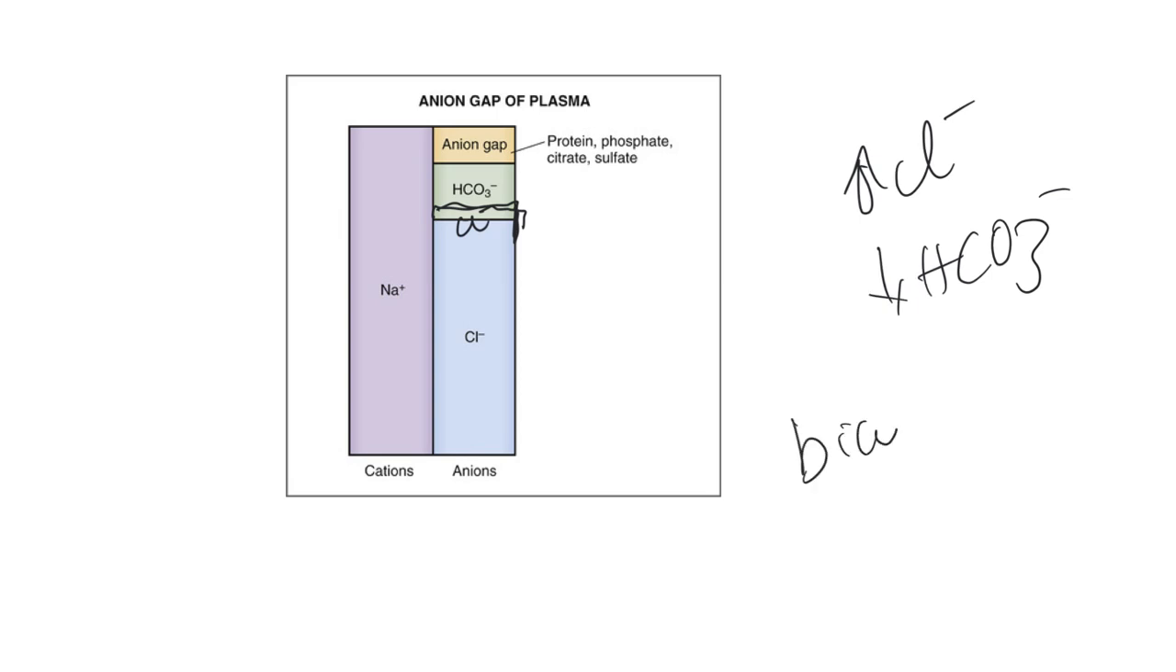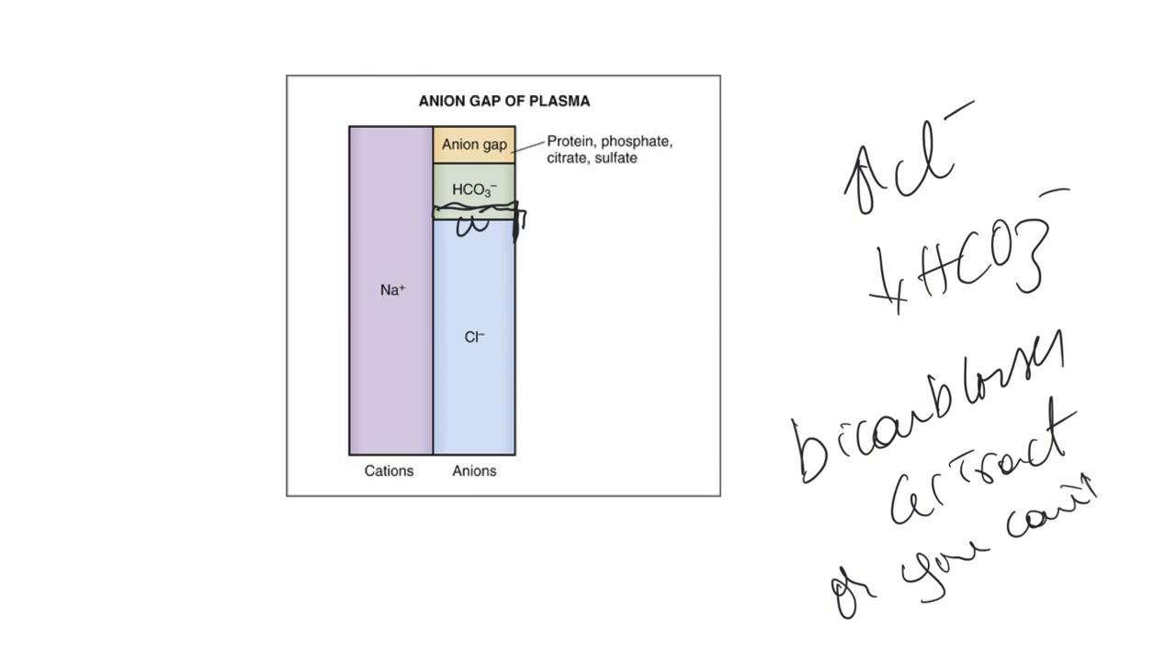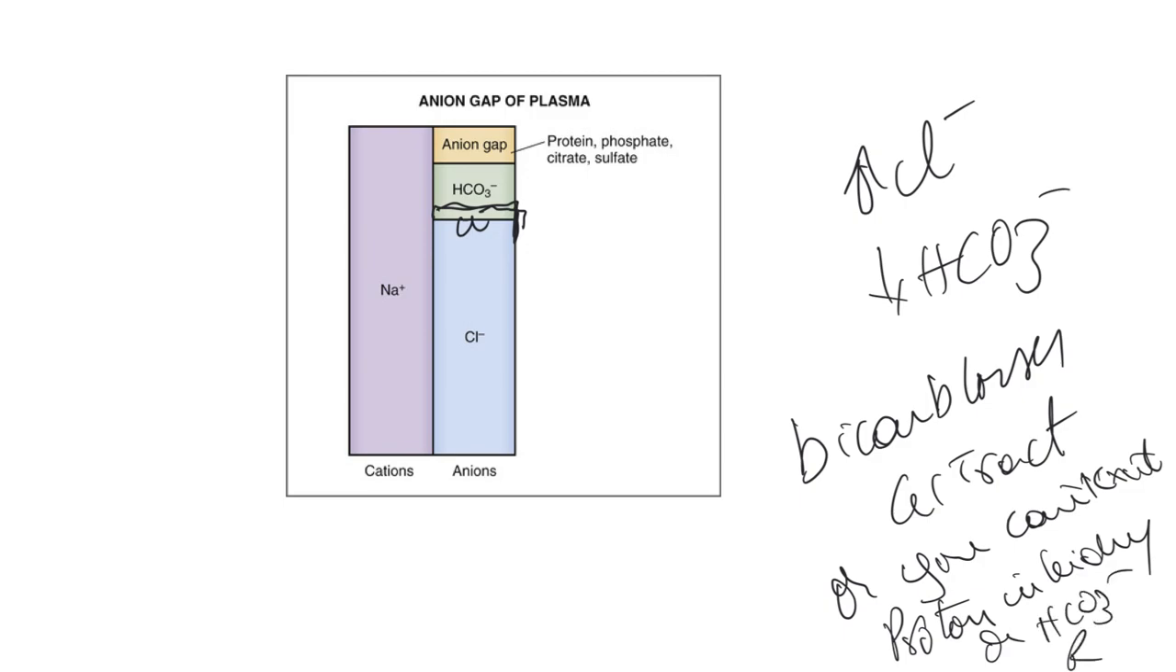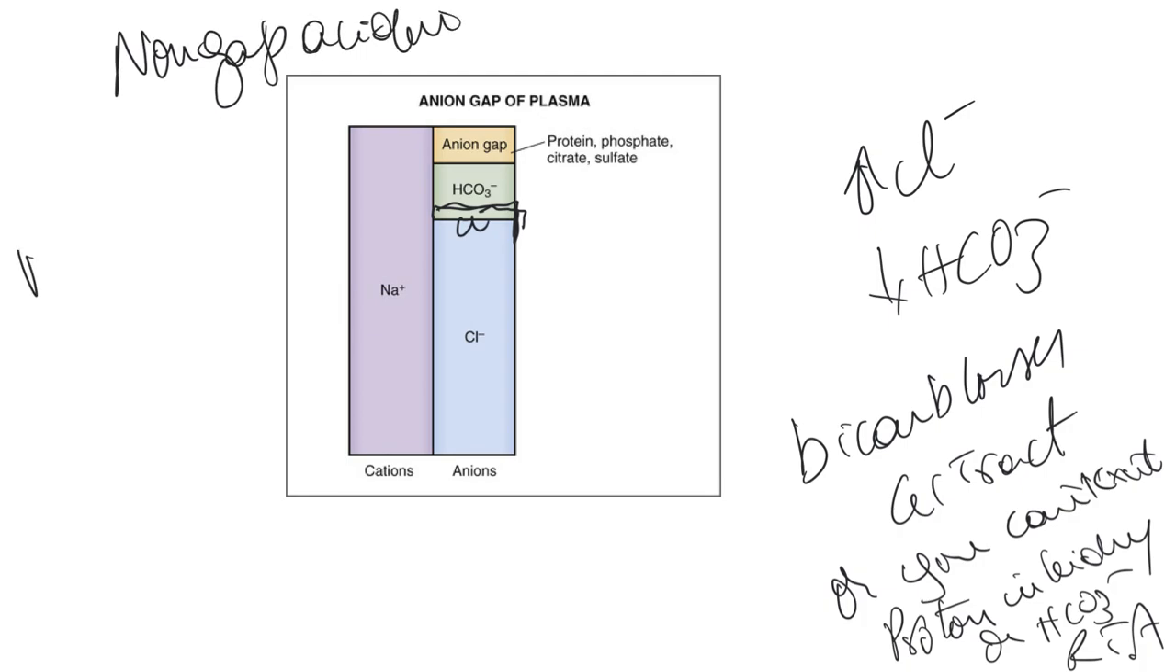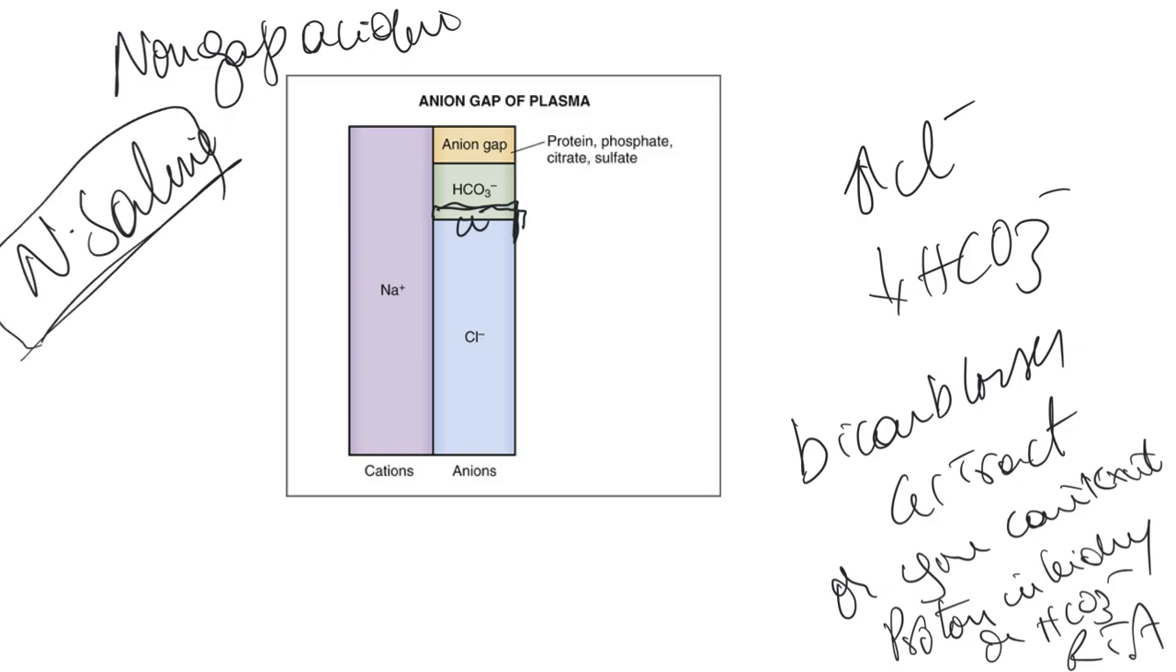This can happen because you have bicarb losses from the GI tract, or you can't excrete proton in the kidney, or you lose bicarbonate in the kidney, which is RTA. The most common reason for non-gap acidosis in the hospital is normal saline. Let me reiterate, there is nothing normal about normal saline.